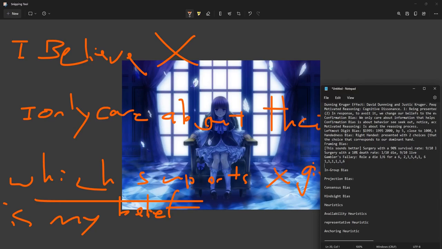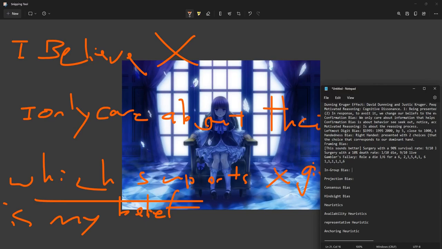Especially when under high pressure and in high stakes. Believe it or not, there are people who specialize in these human tricks that take advantage of people who do this. And now we have in-group bias. In a sense, we favor members of our own groups instead of others.